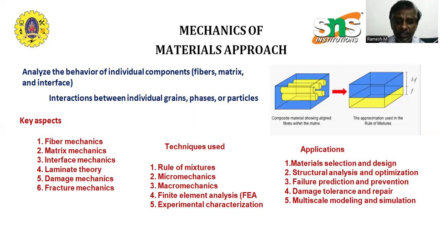Finally, the damage mechanics. This is a very important analysis to be carried out. In this, damage types, damage evolution, then damage characterization are to be covered. In damage types: fiber breakage, then matrix cracking, delamination, and debonding. These will be coming into the damage types. Then progressive damage modeling, damage accumulation and failure prediction. These are all coming under the damage evolution.